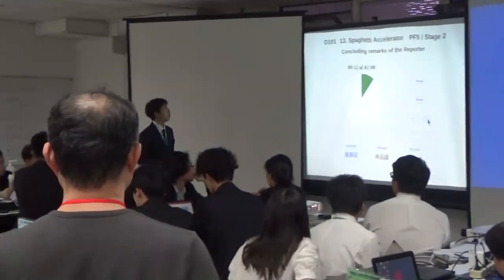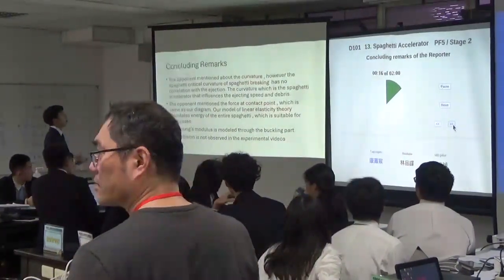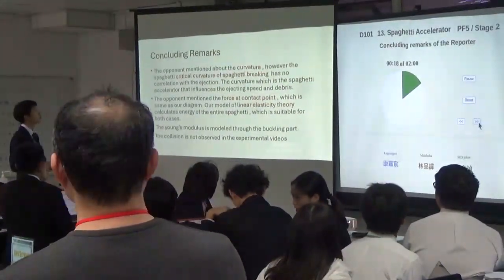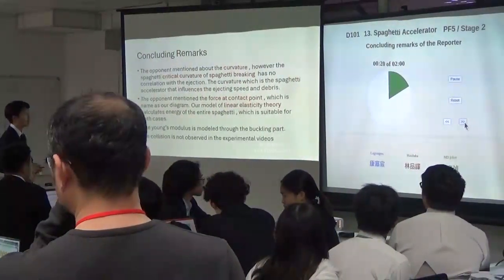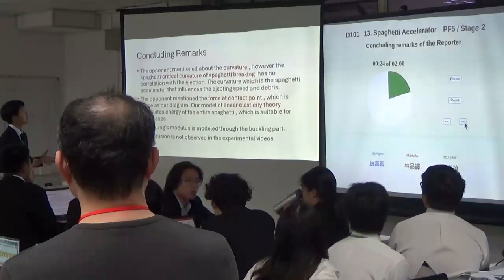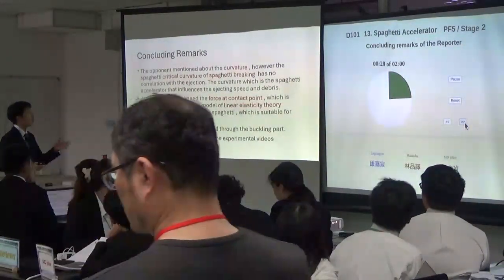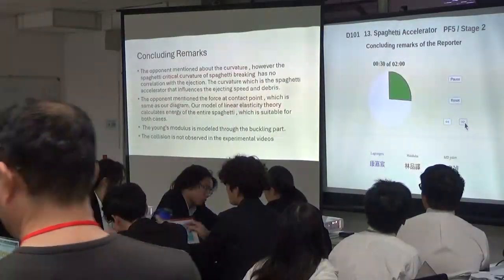So I'm a reporter from Team Black Rangers, and these are my concluding remarks. The opponent mentioned the curvature. However, the critical curvature of spaghetti breaking has no correlation with the extraction. The curvature, which is the spaghetti accelerator, influences the ejecting speed and the break.